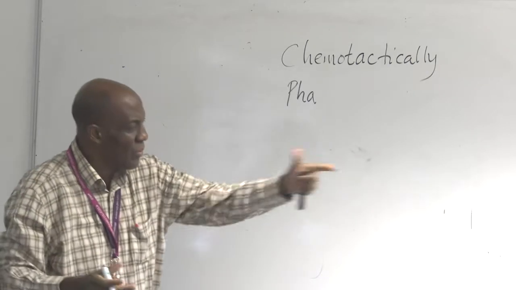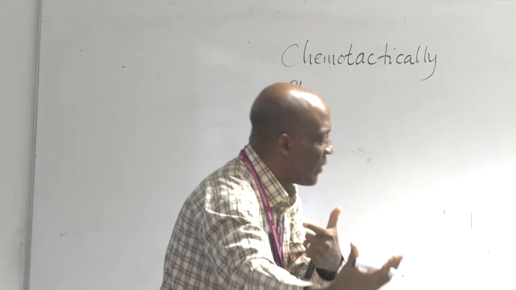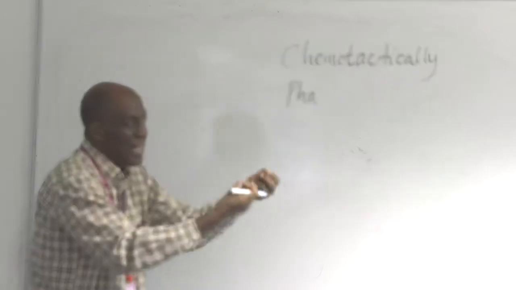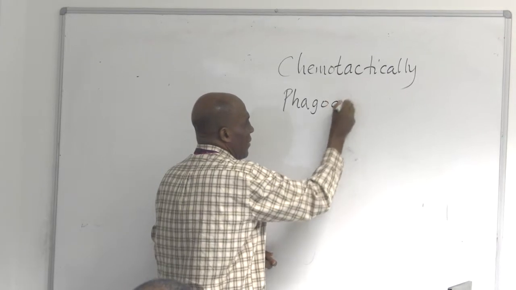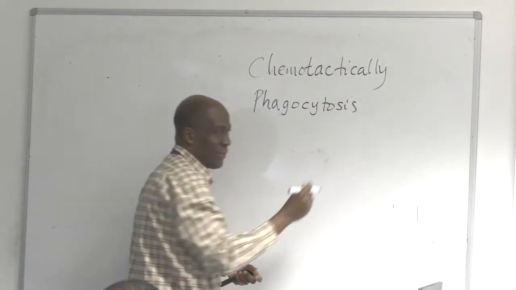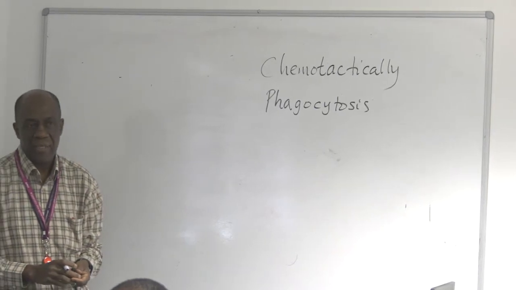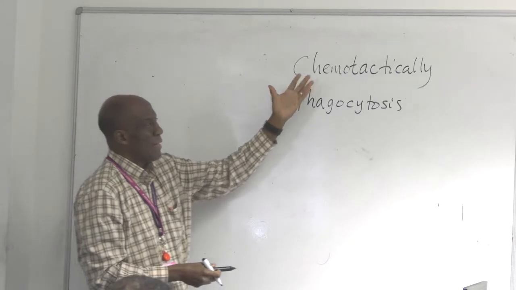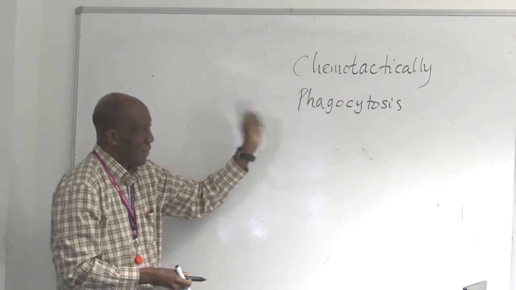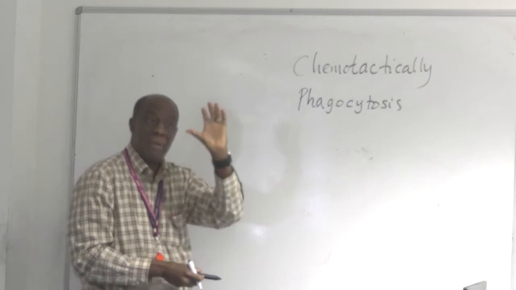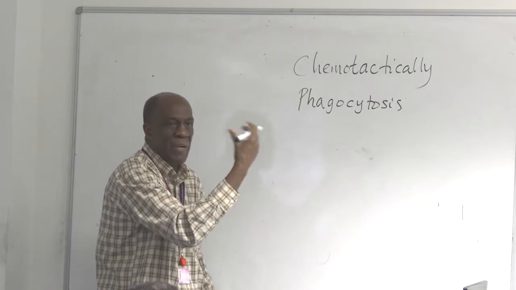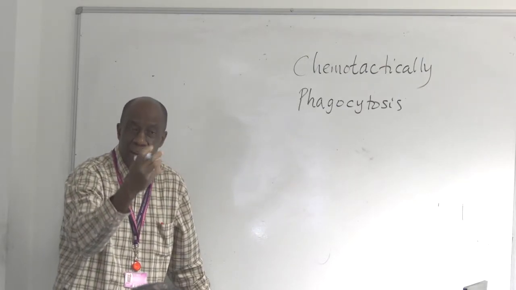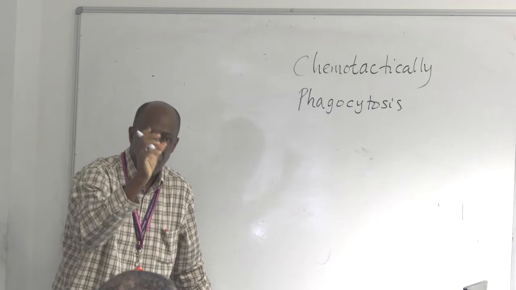Again, take your time, look at the words, look within your textbook, search the meaning. Don't just read, search the meaning. We've got phagocytosis. Now let me explain what these two things are. Number one, chemotactically, I'm going to explain this. Phagocytosis, I'll explain. Then it mentions bacteria. So the neutrophil, its function is to attack a microbe, but specifically a bacteria.